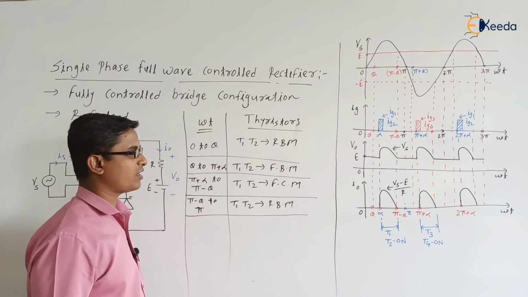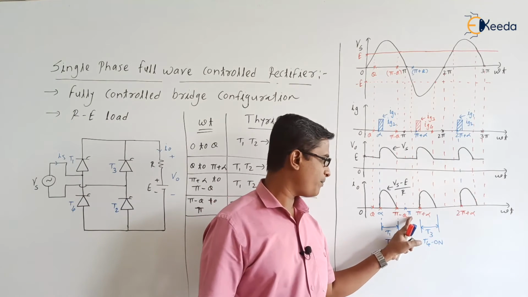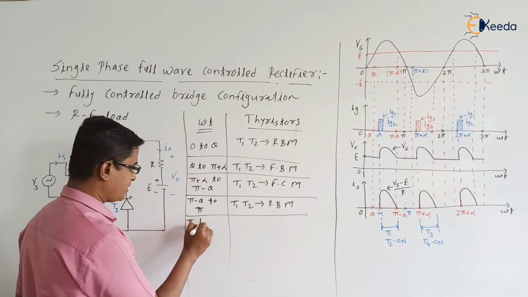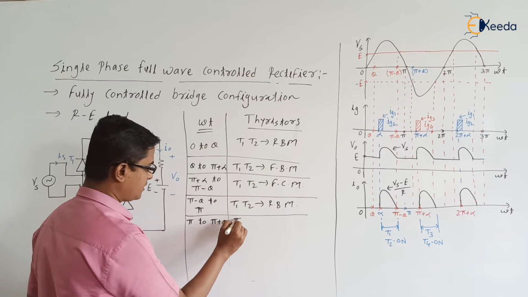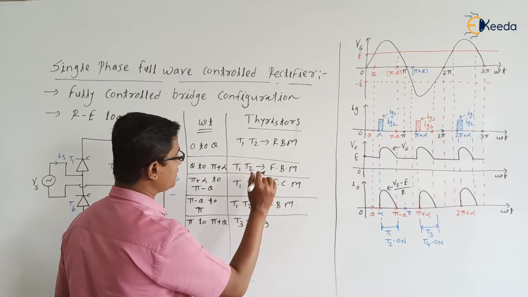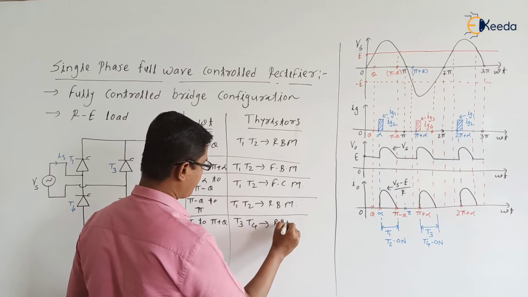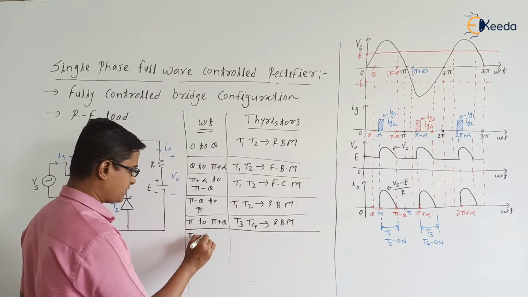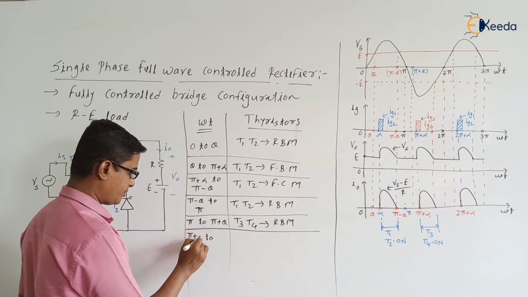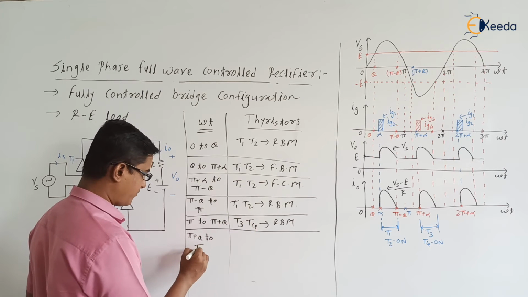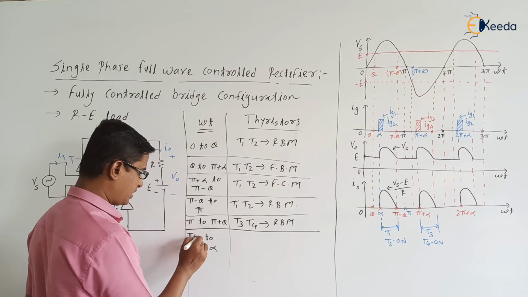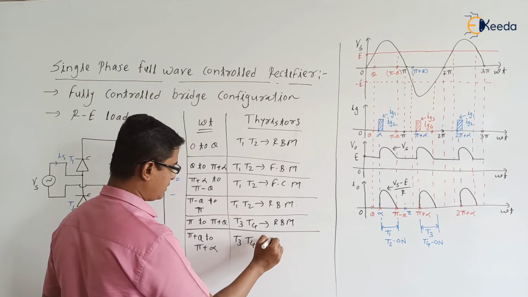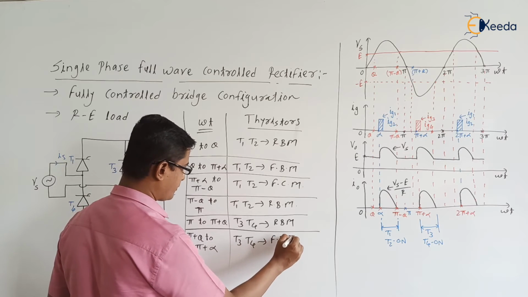Similarly we can write for thyristors T3 T4. From pi to pi plus theta, T3 T4 will be in the reverse blocking mode. Next, from pi plus theta to pi plus alpha, thyristors T3 T4 will be in the forward blocking mode.